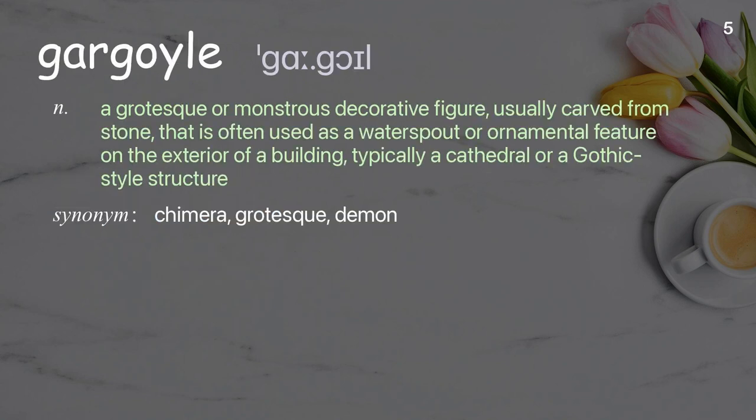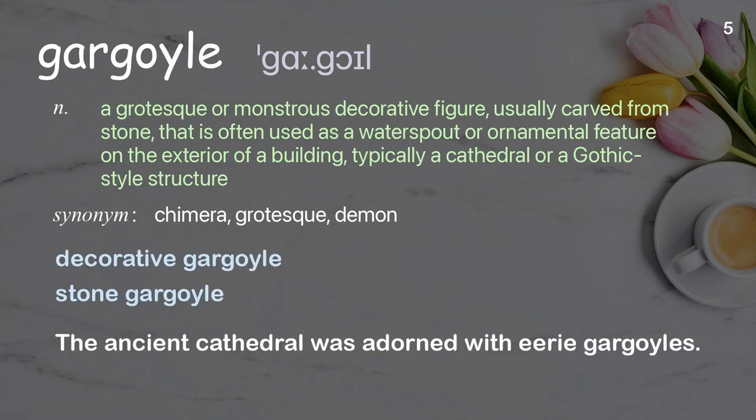Gargoyle. A grotesque or monstrous decorative figure, usually carved from stone, that is often used as a waterspout or ornamental feature on the exterior of a building, typically a cathedral or a Gothic-style structure. Examples. Decorative gargoyle. Stone gargoyle. The ancient cathedral was adorned with eerie gargoyles.